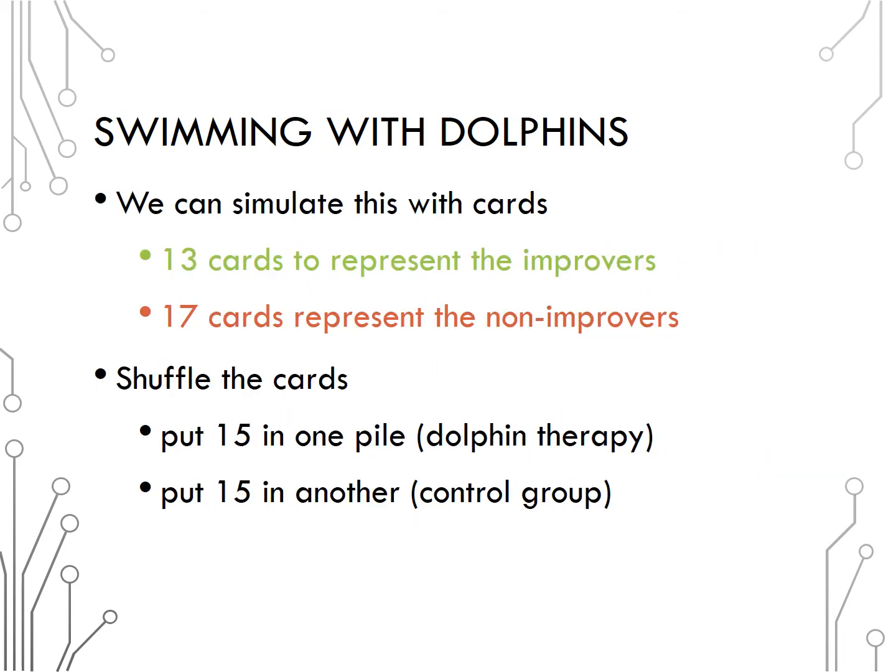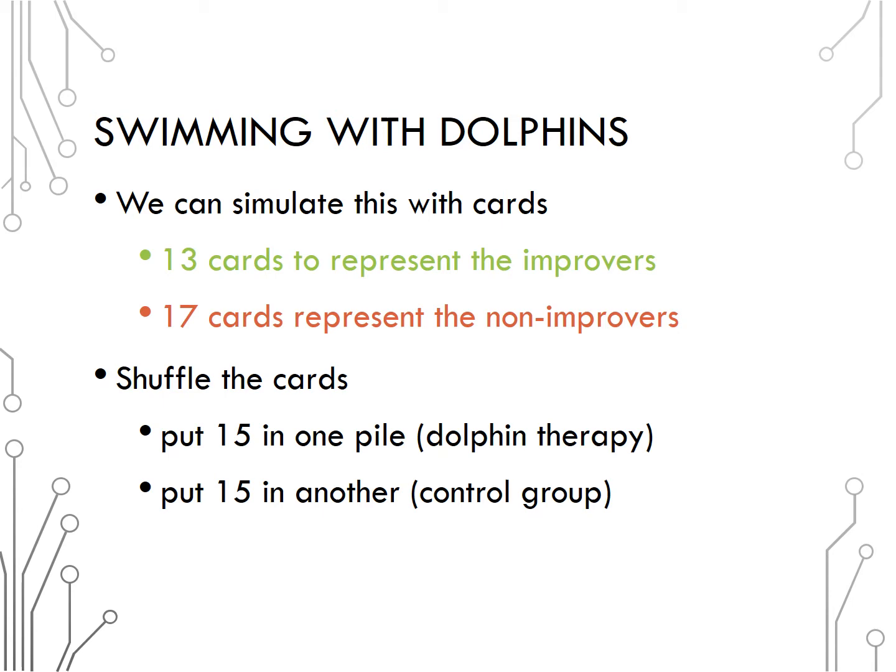That means we will have 30 cards. 13 of those cards will represent improvers, and 17 will represent non-improvers. I don't care whether the improvers and non-improvers were in the therapy or the control group to start, because the null hypothesis is that the therapy does not matter.